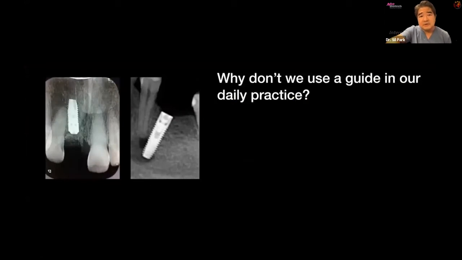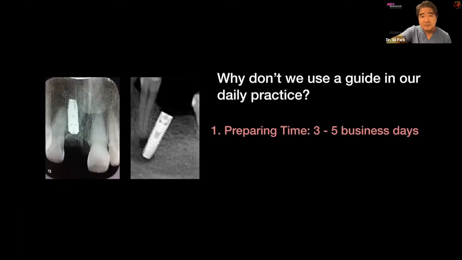Well, if we do not use a guide, sometimes we face this kind of situation: the fixture is too close to the neighboring tooth root, or it is at a really wrong angle. So we know that a guide is quite beneficial to our everyday practice, but why are we not using it? First of all, it takes some time. Even if we do a rush case, it usually takes about 3 to 5 business days. In my practice, I usually make the appointment in 2 weeks. For example, I see the patient today and get all that information, and then I make the appointment in about 2 weeks. So it takes some time. That is the time limitation.